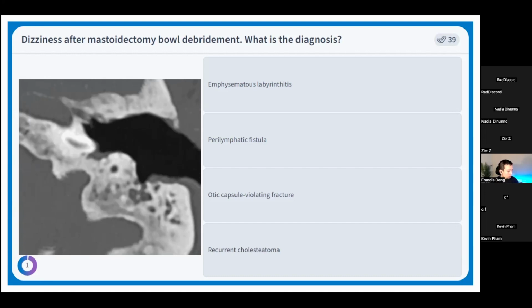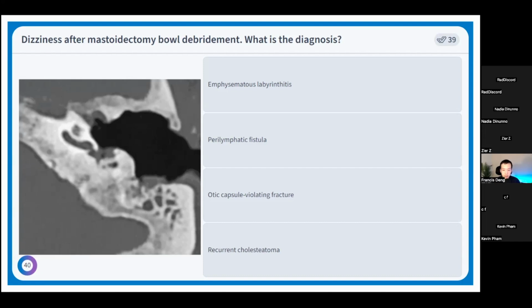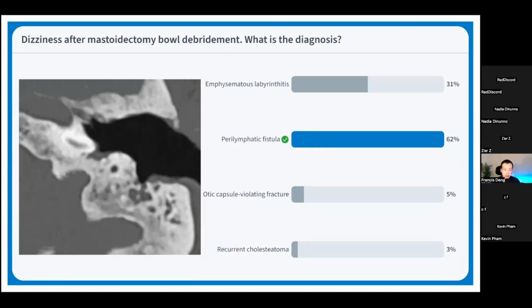Just so you know, we're more than halfway through the entire case set. I have 35 total cases. And the correct answer in this case that the majority of you got was perilymphatic fistula.